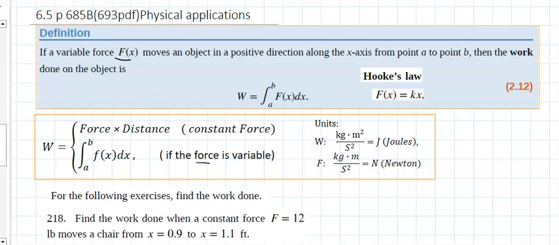if a variable force moves an object in a positive direction along the x-axis from point A to point B, then the work done on the object would be the integral from A to B of f of x dx, where f of x is the force. So keep in mind, if the force is varying, then as you move an object along from A to B, the force is going to change accordingly, either increase or decrease, depending on what you're doing.